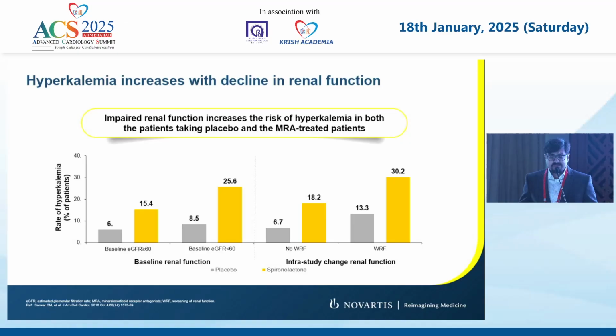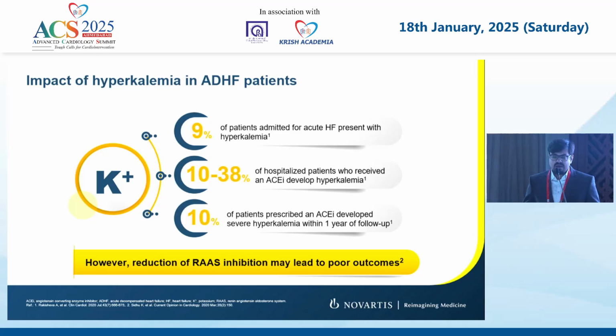And this hyperkalemia increases with decline in renal function. When we talk about GFR levels, if the eGFR is more than 60, the prevalence is lesser. Less than 60, the prevalence increases. And the impact of this hyperkalemia is to the tune of 9%. These patients will have hyperkalemia.